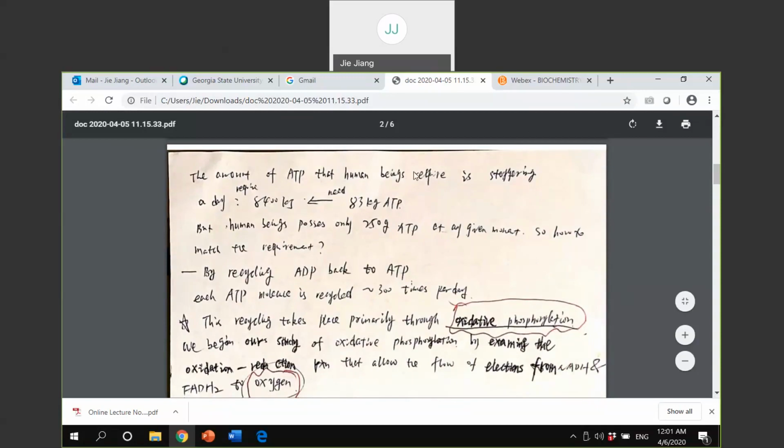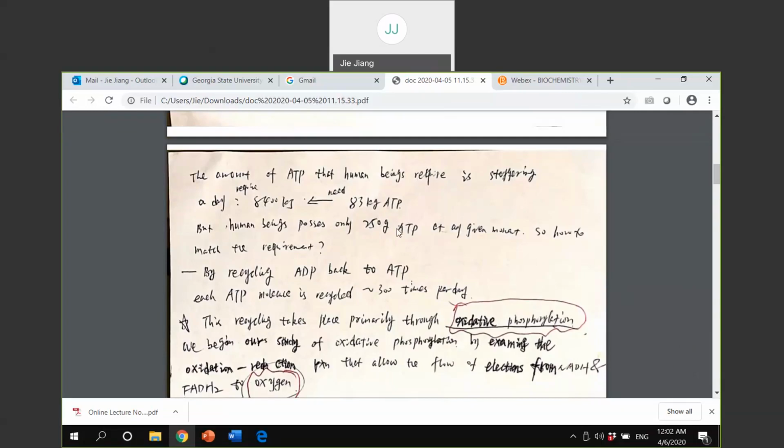The amount of ATP the human being requires is a large amount. In one day we require 8,400 kilojoules, which means we need 83 kilograms of ATP. But the human being possesses only 250 grams. That's far from what you need, right? 250 grams compared with 83 kilograms, more than 1,000 times, far away. So how can we meet this requirement?